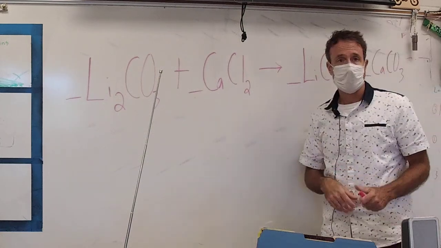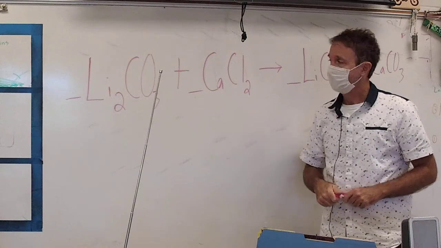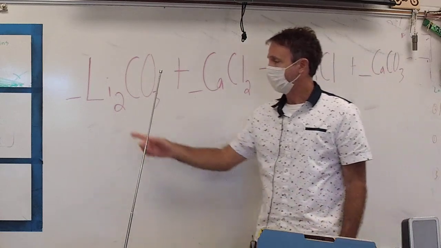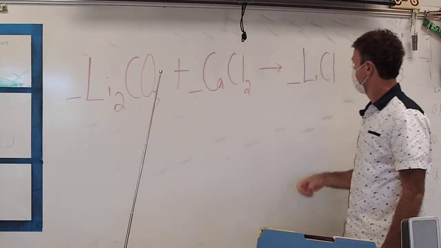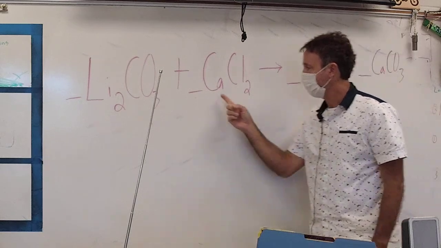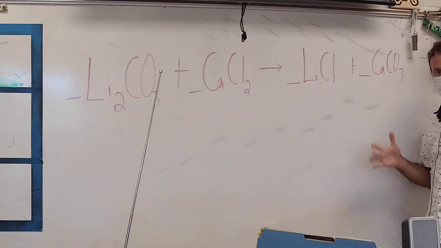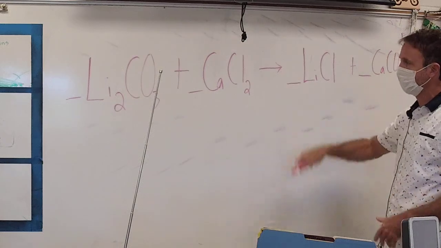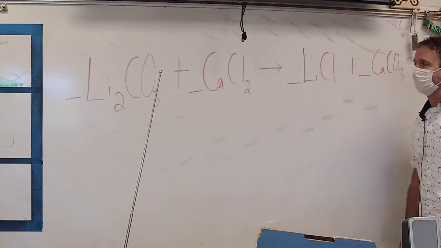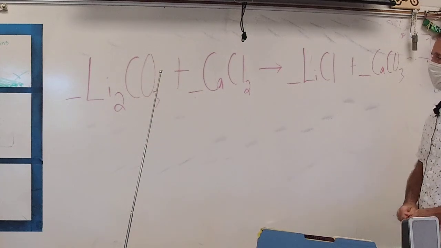So, what type of reaction do you think this is? It is. It's a double replacement. Lithium was with carbonate, and now lithium's with chlorine. And calcium was with chlorine, but after the reaction, calcium's now with carbonate. That's a double replacement reaction, and this one would happen. Okay. Let's try to balance it.